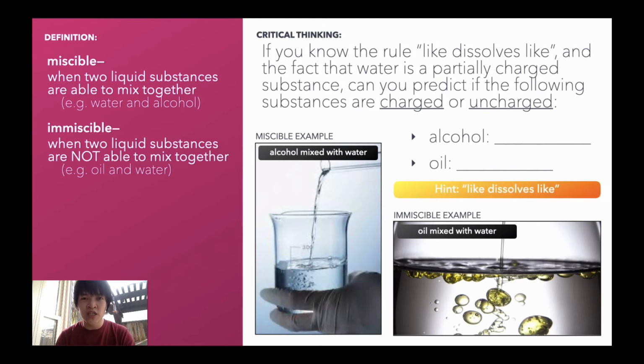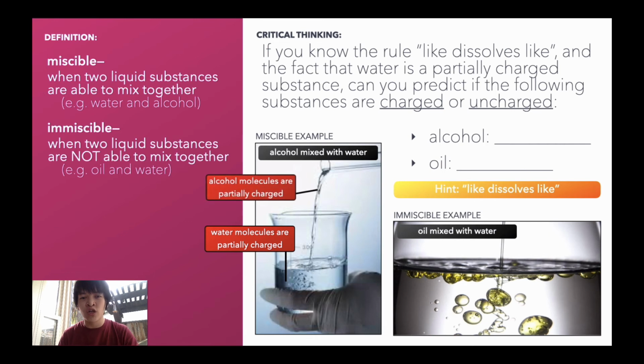So the obvious hint is like dissolves like. Let's think about the alcohol example first. So let's look at the image with the alcohol and water. We know that water molecules are partially charged. We know that alcohol dissolves in water. Since alcohol dissolves in water, then alcohol must be like water. Alcohol is a charged substance.